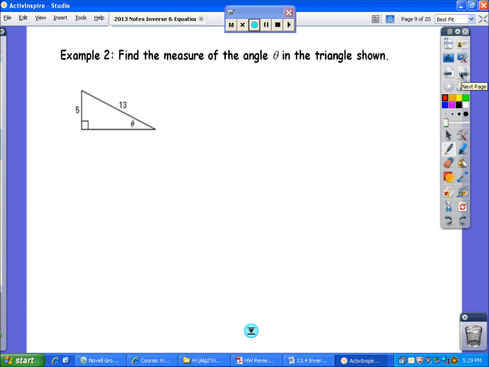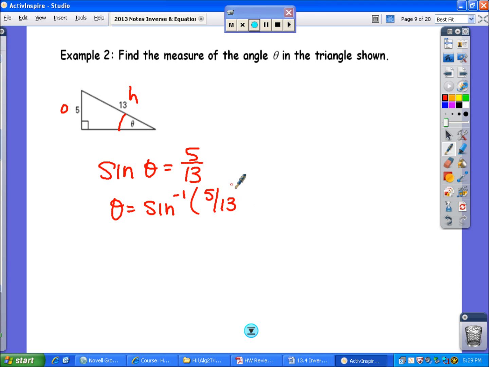Alright, find the measure of the angle theta in the triangle shown. We're looking for this angle measurement. Here's where you're going to have to use a calculator. This is opposite over hypotenuse, so this is sine. This should be a familiar problem that you did in geometry. So the sine of theta is equal to 5 over 13. Theta is going to be the inverse sine of 5 over 13. Put this in your calculator. Make sure your calculator's in degree. We should get about 22.6 degrees, which we're not going to write as radians. Degrees are fine. But this would have to be a calculator question.